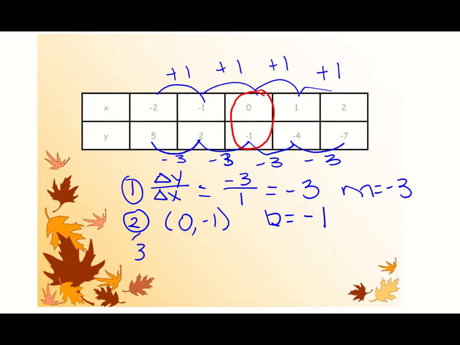Step 3 is we just put it together. We take what we got in step 1 and step 2 and put it into y equals mx plus b. So I get y equals -3x minus 1. Or I suppose you could have written it as negative 3x plus negative 1.